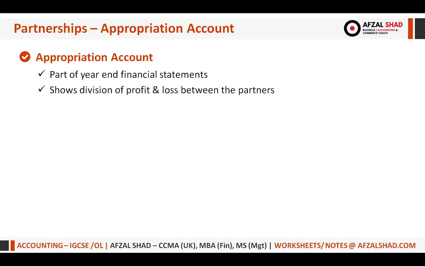What is an appropriation account? An appropriation account is an account which is created after the income statement and before the statement of financial position. In step 1, you create the income statement and find out the net profit. At the second stage, you draft the appropriation account, and then at the third stage, you make up the statement of financial position. So the appropriation account is part of the year-end financial statements, just like the income statement and statement of financial position, and it shows the division of profit and loss between the partners.